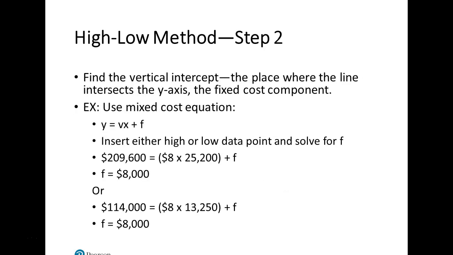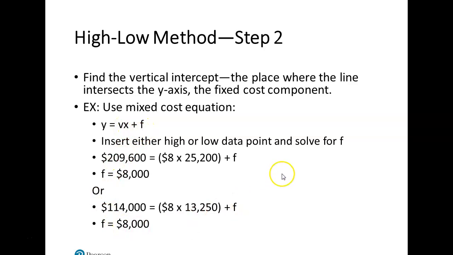So here we have an example. We want to find the vertical intercept. So first of all, we take y = vx + f. The y is total cost, okay? V is going to be the variable cost. X is going to be the number of units. And f, as you know, is the fixed cost.